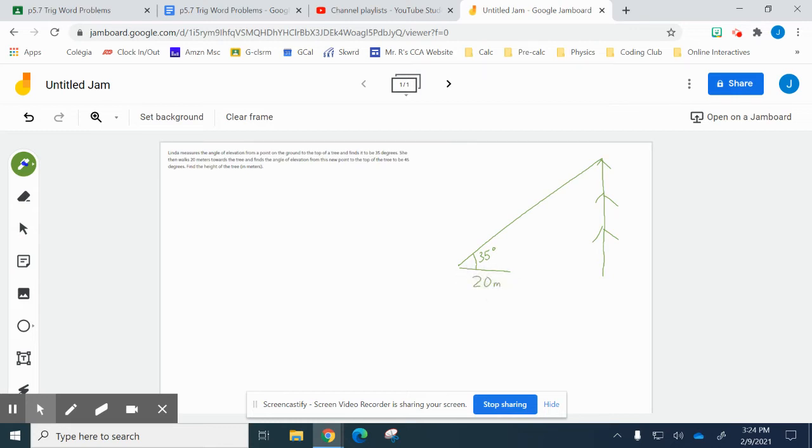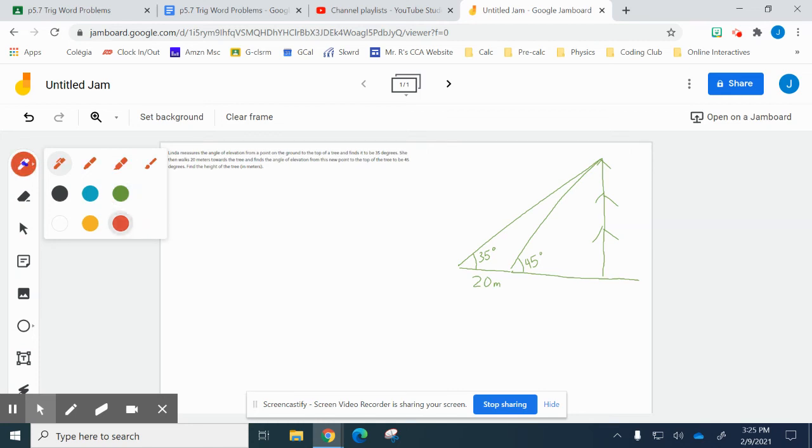And then she looks up again and finds that angle. I'm just going to draw the ground there. She finds that angle is 45 degrees. So that's everything we have in the problem. And now what we're supposed to do is find out how tall that tree is. It's not going to be a huge deal, but again, I'm going to put in a bunch of stuff that we know.